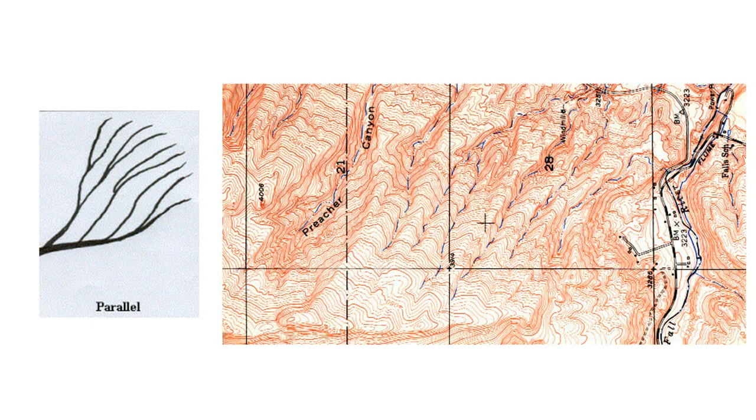The final stream pattern to cover is the parallel pattern. These streams form in areas of steep slopes, which results in the streams all flowing in the same general direction. This stream pattern typically is indicative of an area with a major fault in the region, as the landscape has a folded look with the streams being found in the low spots between the folds. The image shown is an example of a parallel pattern, as the streams are all flowing in the same general direction and appear to start from the same high area of the map.